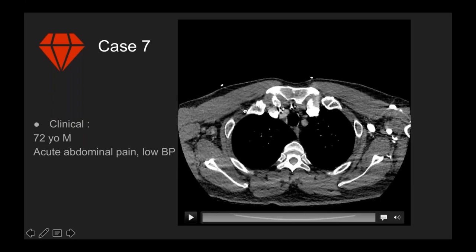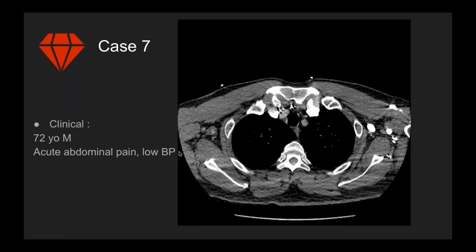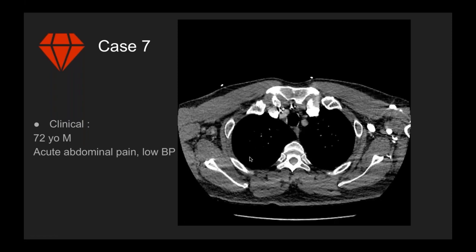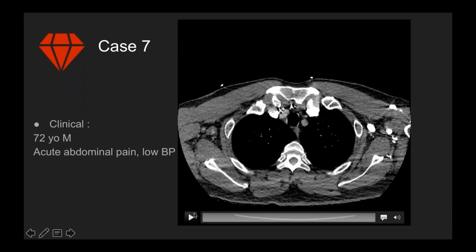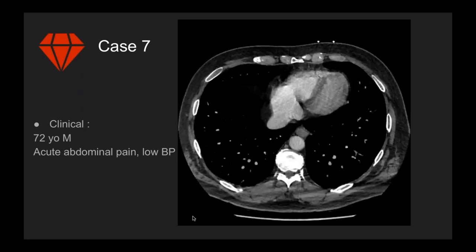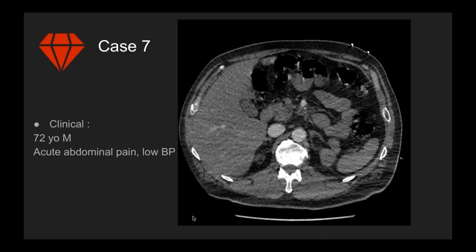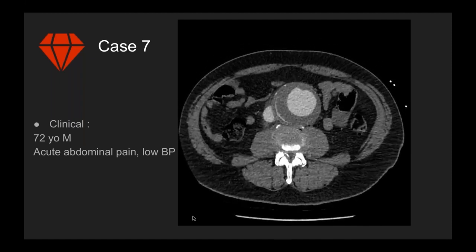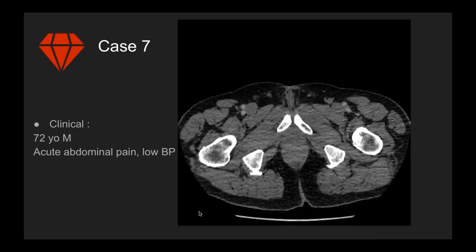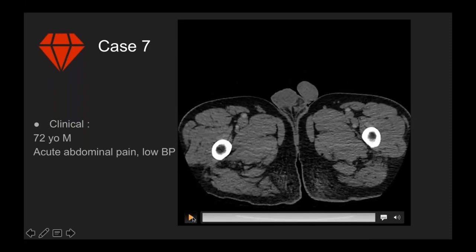Perfect. Okay, so like I say, we're just whizzing through these and just giving small pearls of wisdom as we go along. So we're on to case 7, so we're into the abdomen now. And this is a 72-year-old male who is presenting with acute abdominal pain and low blood pressure. So let's have a look through the scan. Okay, we'll have another look.